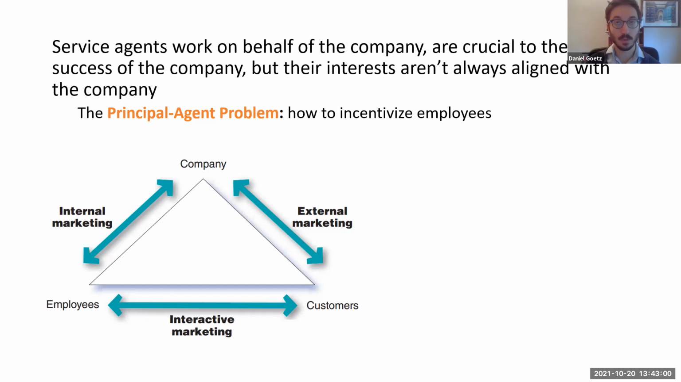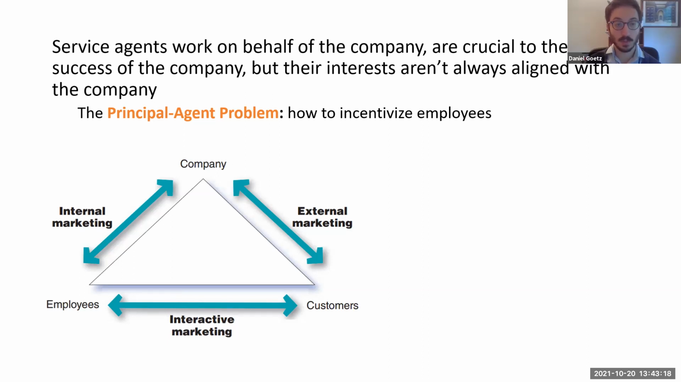Now, that's a difficult problem because when we think about who's delivering the service, we're thinking about service workers, employees of the company. And these people need to be incentivized. Even though they're working for the company, their interests aren't always aligned with those of the company, right? So the principal agent problem describes how we incentivize our employees.